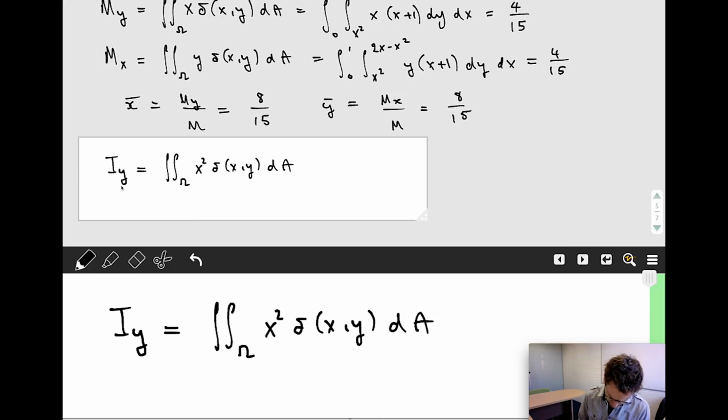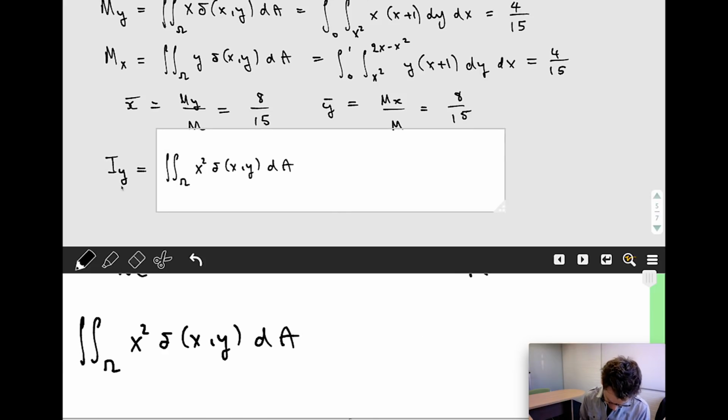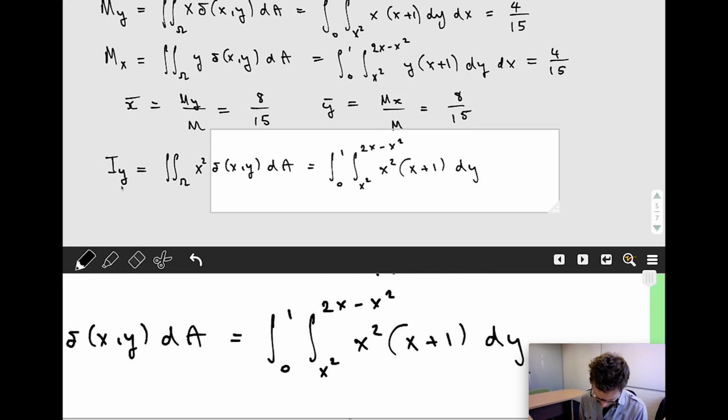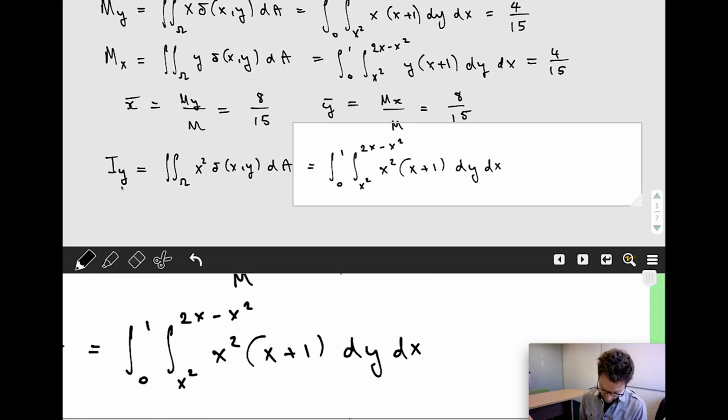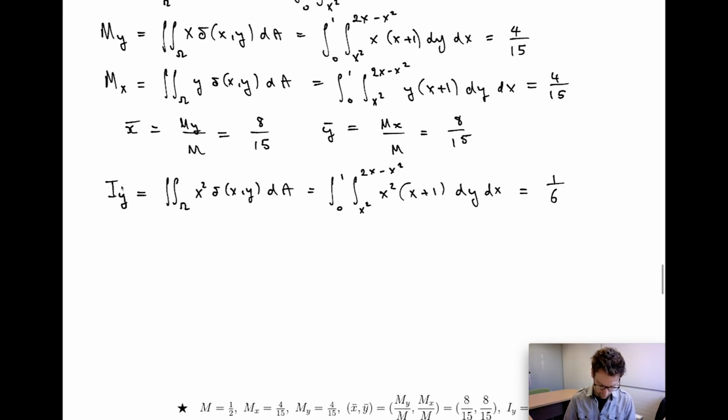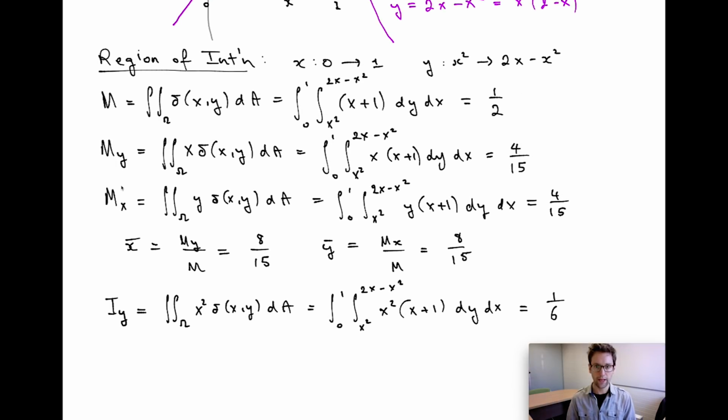So what do I get then? So putting in my limits of integration, integral from 0 to 1, integral from x squared to 2x minus x squared of x squared times (x plus 1). You can see that this is going to be another integral we can do, and I'll give you the solution. It's given by 1/6. So again, I'm going to leave you to do those integrals and confirm those numbers.